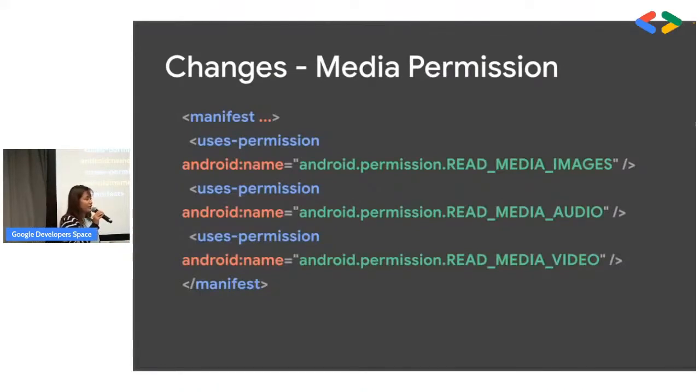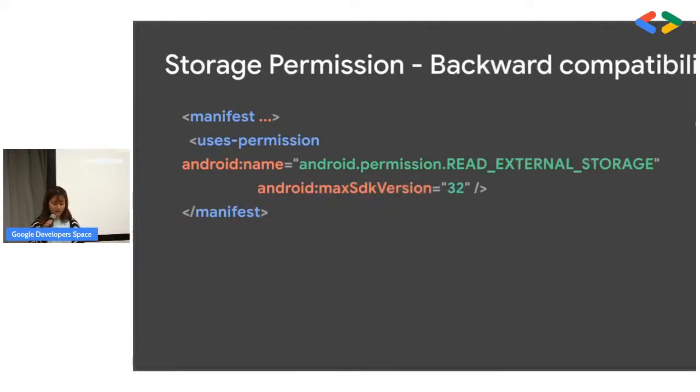If your app was granted read external storage, then the system automatically grants all the permissions. But as a developer, we should declare one or more permissions depending on our needs, in case the user uninstalls and reinstalls your app. It's for backward compatibility. You can add one more line, maxSdkVersion 32, for backward compatibility.